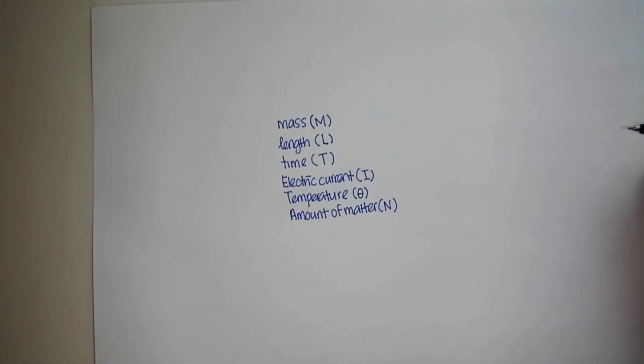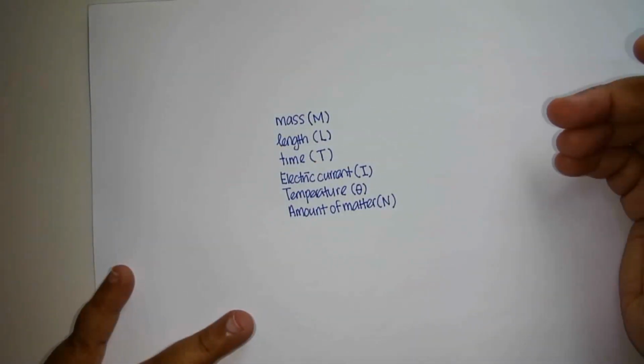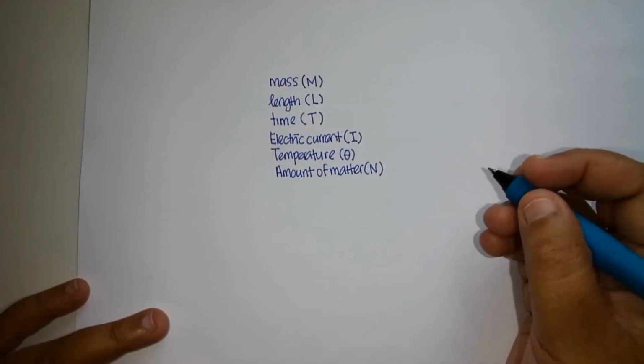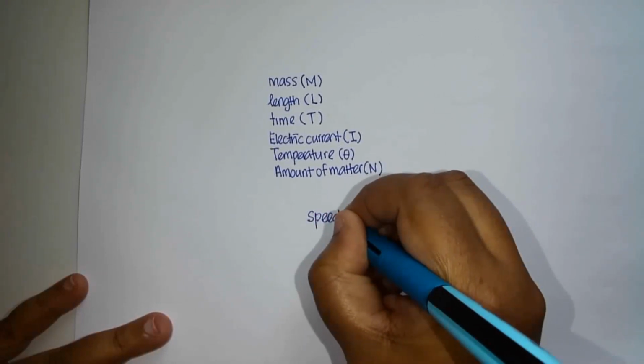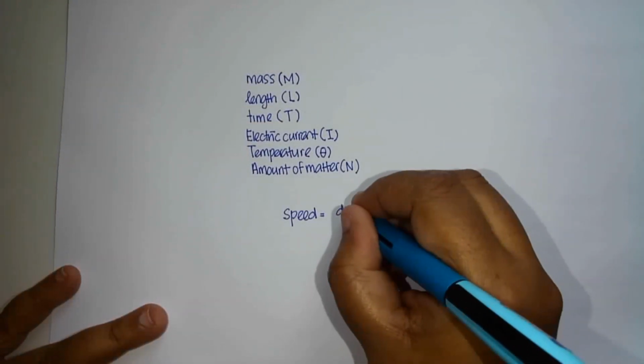So we have studied this in our previous lesson. So today what we are going to do is figure out how to use this dimension in derived quantities. Okay, so this is the dimension for basic quantities. The dimension for a derived quantity will be like, say for example, if I want to find the dimension for speed. Now we know speed is distance over time.